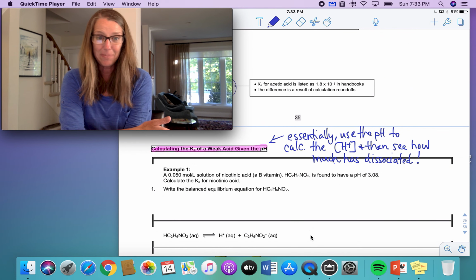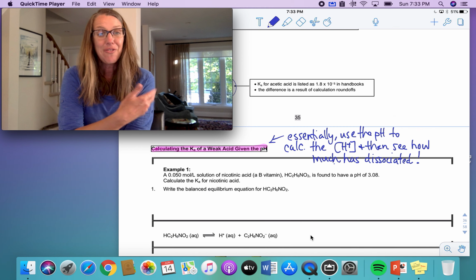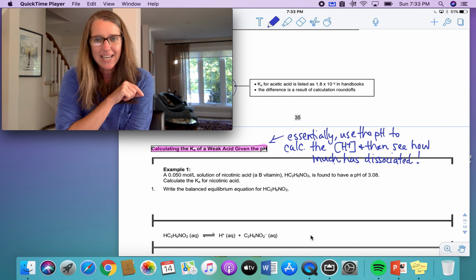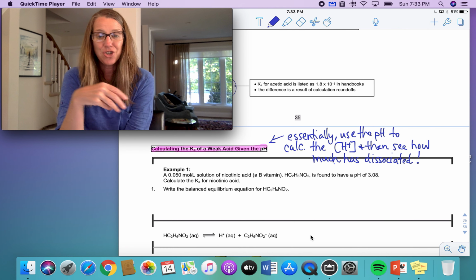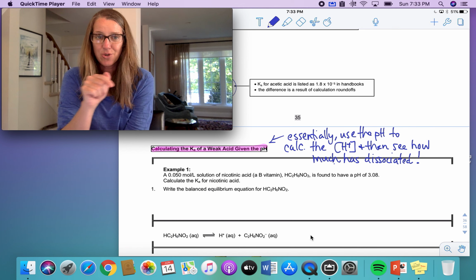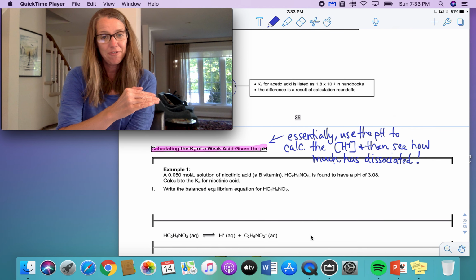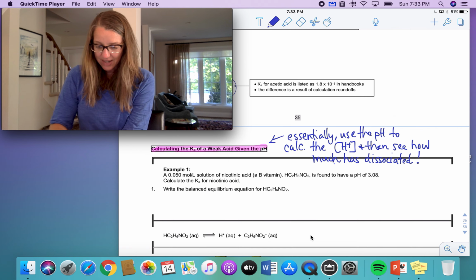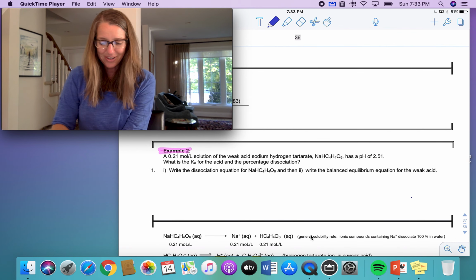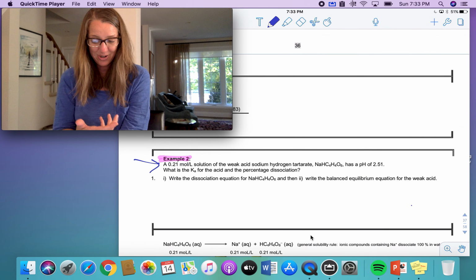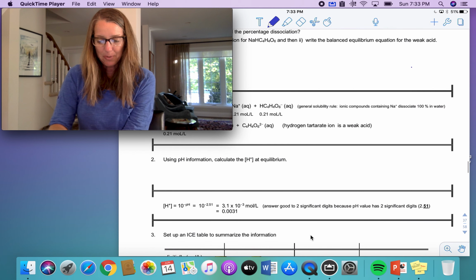Just based on that example, you're going to work through the next few pages. First example, calculate the Ka of a weak acid if you're given the pH. So what are we going to do again? Essentially, you're going to use the pH to calculate the hydrogen ion concentration. That'll be the concentration at equilibrium. And then you can figure out how much actually was dissociated. Okay, so that's your first example. And then remember, all the answers are here. So on page 37, you get another example. Do it one more time. Calculate the percent dissociation as well, because you'll be able to do that.